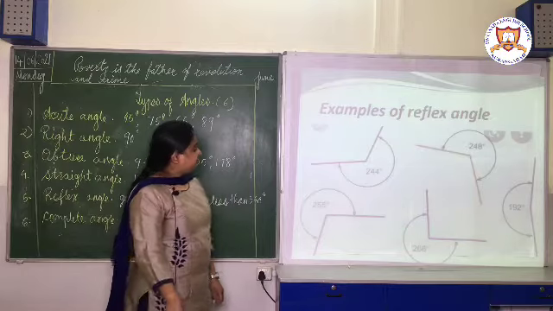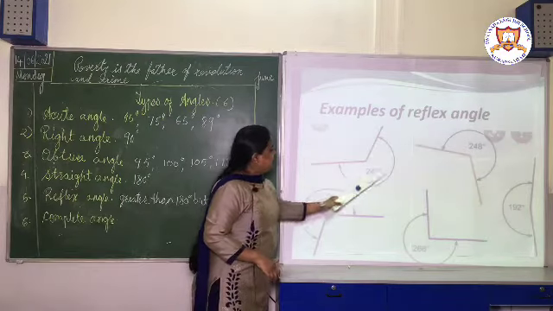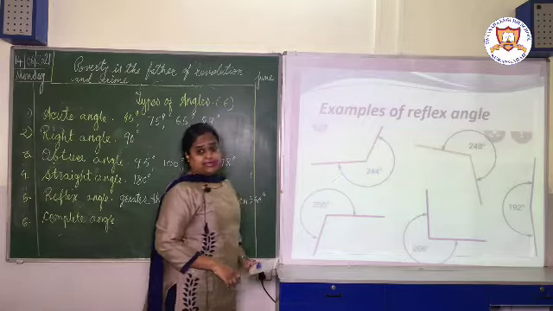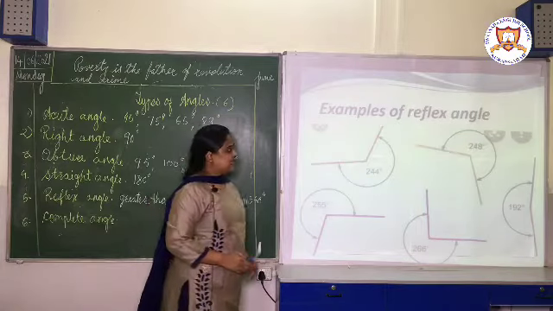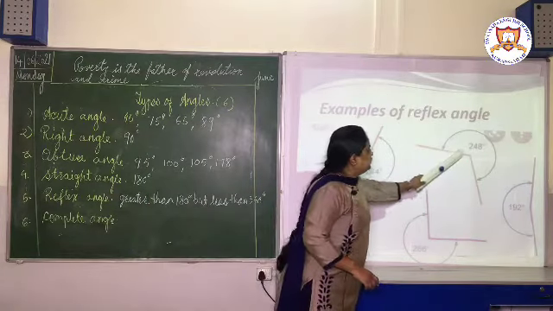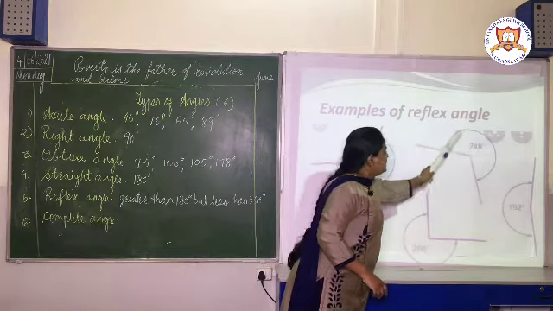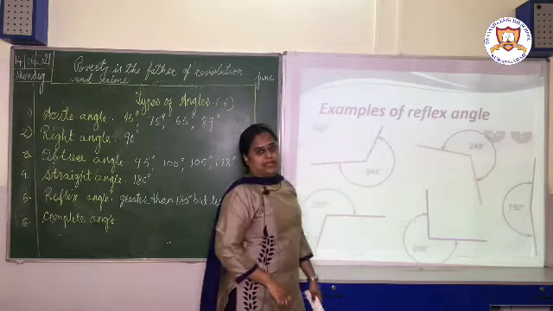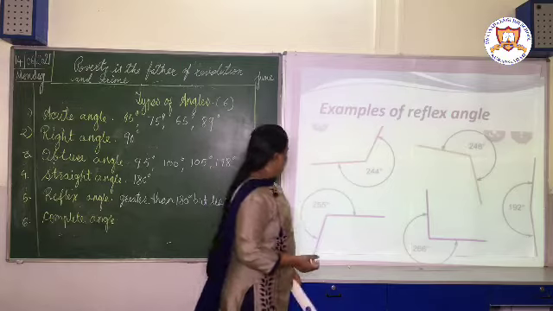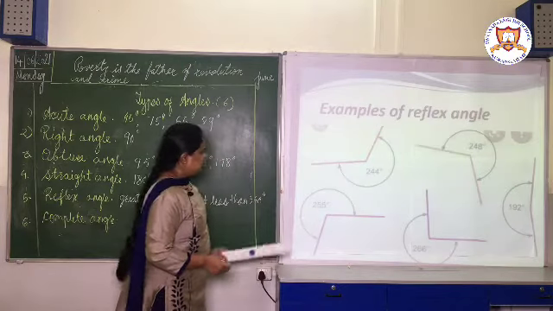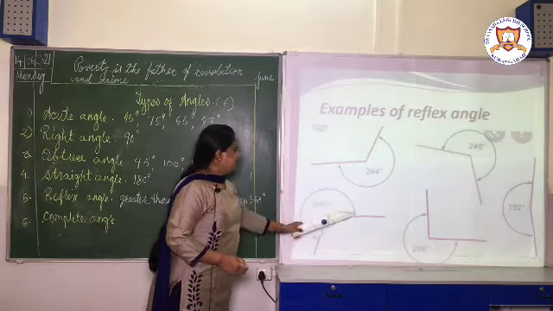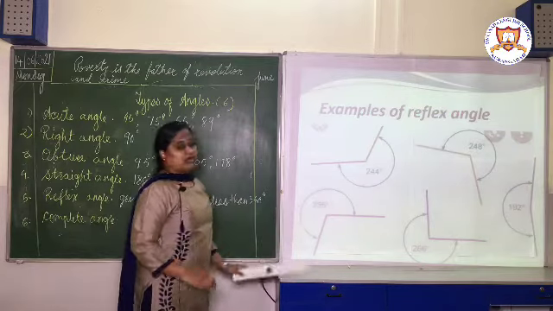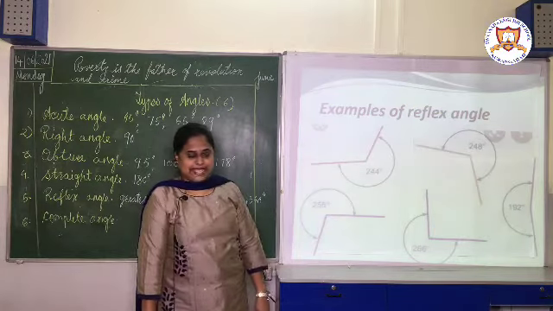Here you can see 244, this outer angle, you just check it. This is also an example of a reflex angle. Then we can see the second, 248 degree. This angle is also an example of a reflex angle. Then the third one, it is 255 degree. See this outer angle. This is also an example of a reflex angle.